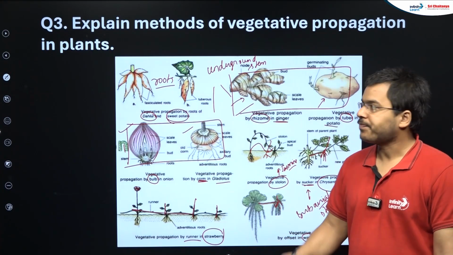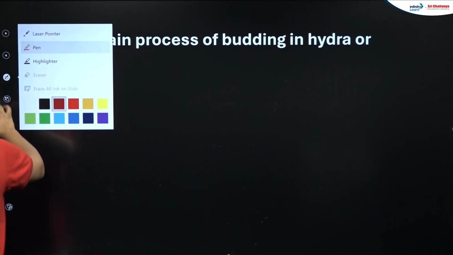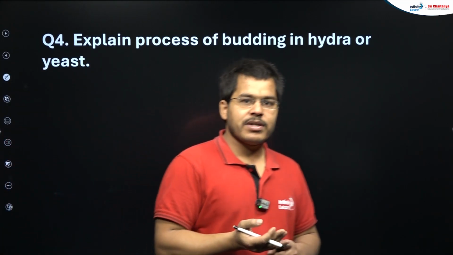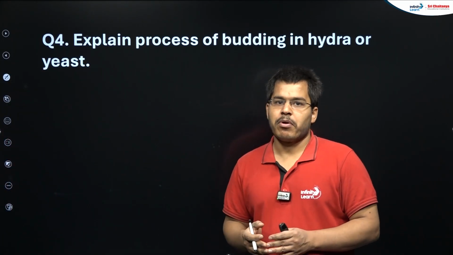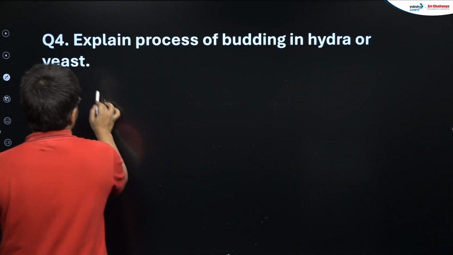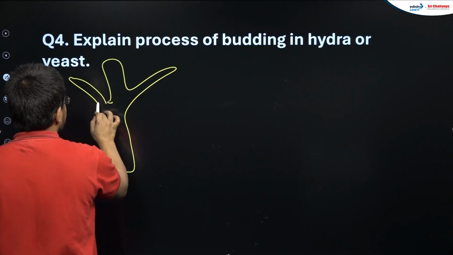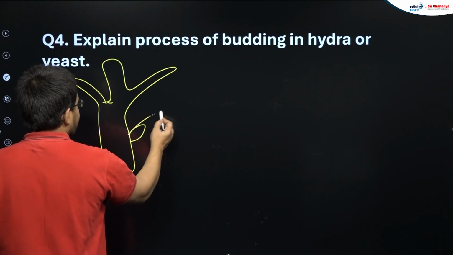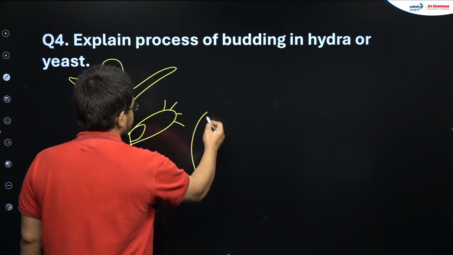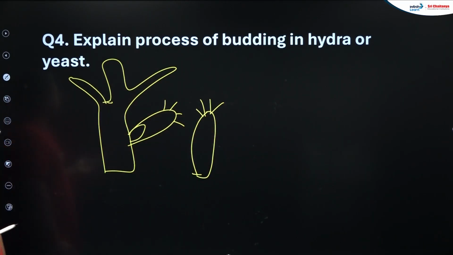All are very important. Next question: explain the process of budding in hydra or yeast. Students, among all the different asexual methods, spore formation is there, binary fission is there, fragmentation is there, regeneration is there. Budding is very important because it repeats many times. So we know it very well, students. If we talk about hydra, hydra first of all produces a small bud. This small bud becomes large, then it produces a structure like the parent, and then it detaches from the body and becomes a new individual. So this is budding in your hydra.